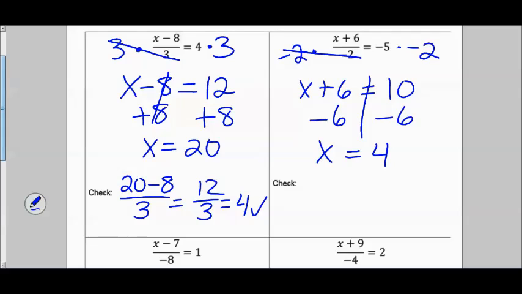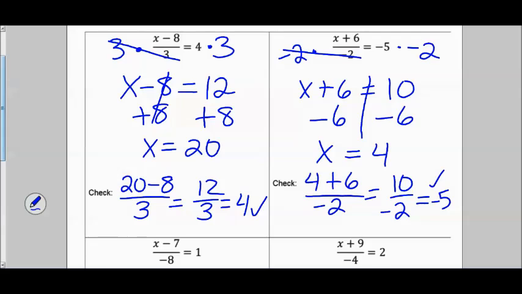To check our answer, we're going to plug 4 in for x into our equation and see if it's equal to negative 5 once we solve. So on our numerator, we would have 4 plus 6, and then we're dividing by negative 2. 4 plus 6 is 10, and then on the bottom, we're dividing by negative 2, so 10 divided by negative 2 is negative 5. Exactly what we were hoping we would get.